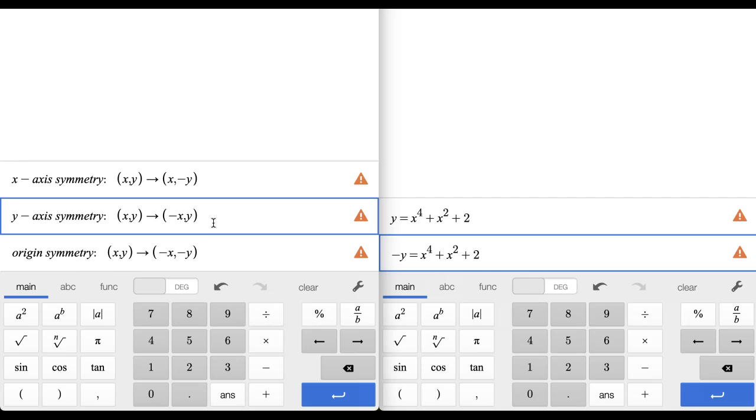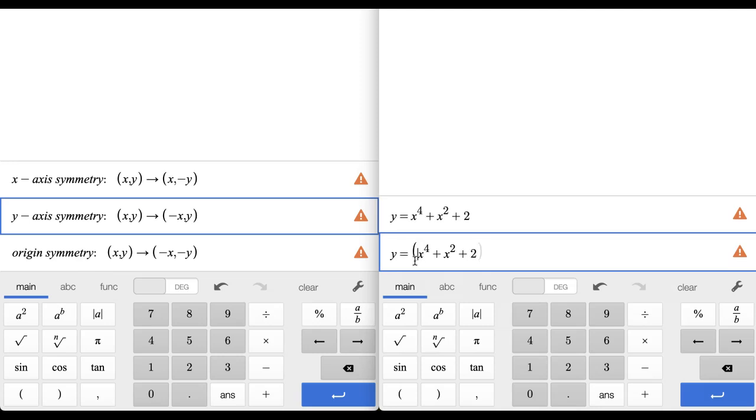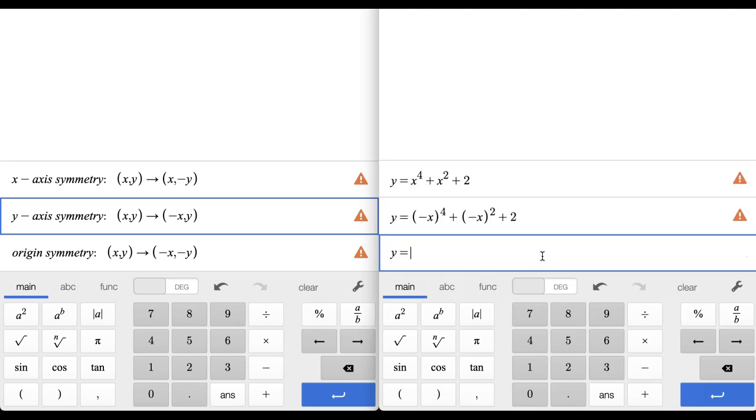Let's test for y-axis symmetry. Your x's will turn to negative x. Your y's stay the same. Okay, so this one is going to be like this. We'll have a negative x here. We'll have a negative x here. And this one will be able to simplify.